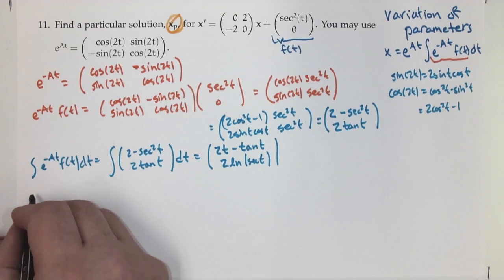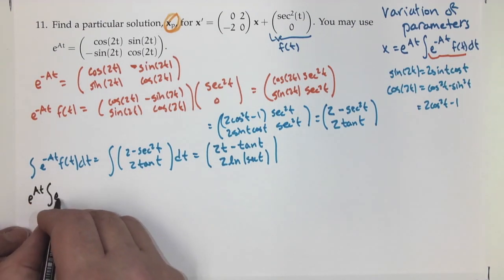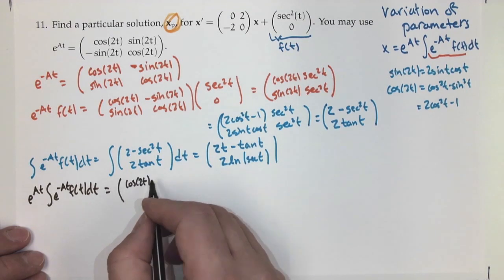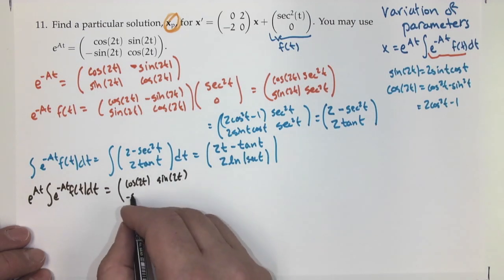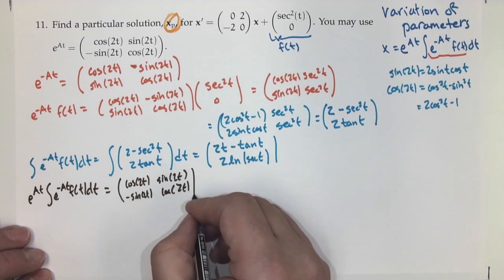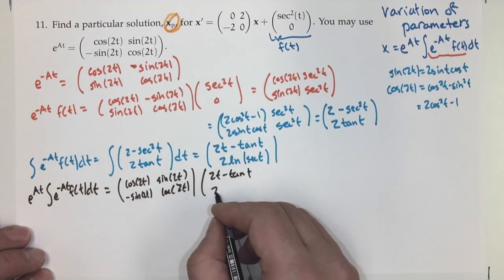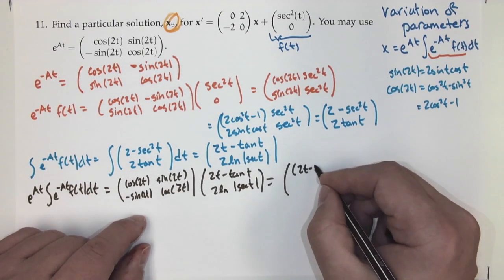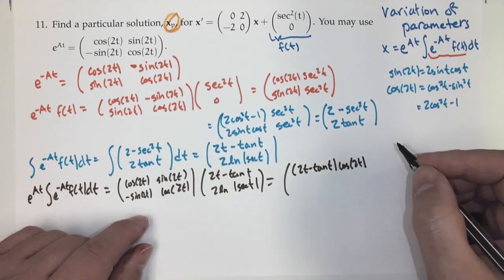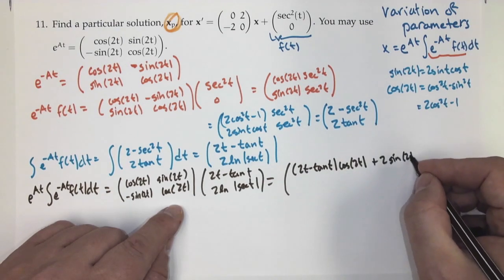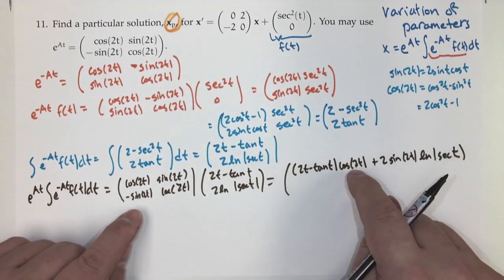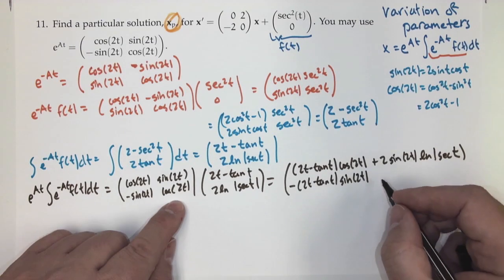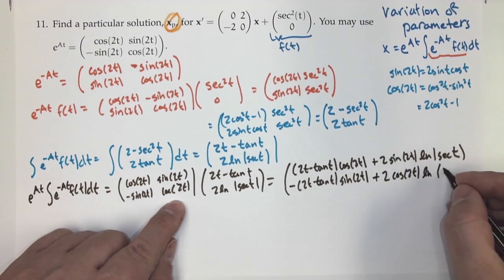So the last thing is to have that e to the at multiplying out in front, e to the at, integral e to the minus at f of t dt. So we have e to the at, cosine 2t, sine 2t, minus sine of 2t, cosine 2t. We have this integral, 2t minus tangent t, 2 log secant t. And so we multiply. And so we have 2t minus tangent of t times cosine of 2t. And then we have plus 2 sine of 2t log secant of t. Downstairs we'll have a minus 2t minus tangent t sine of 2t. And then a plus 2 cosine 2t log secant t.